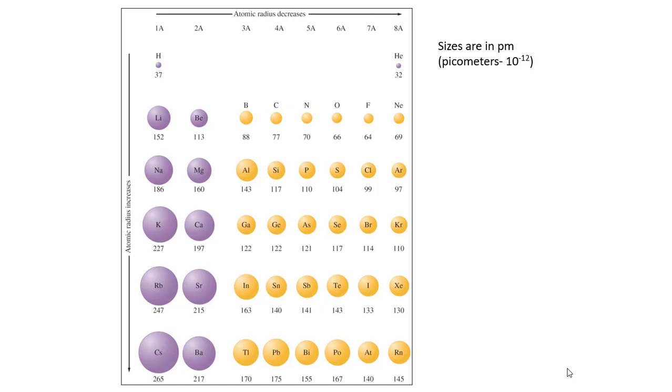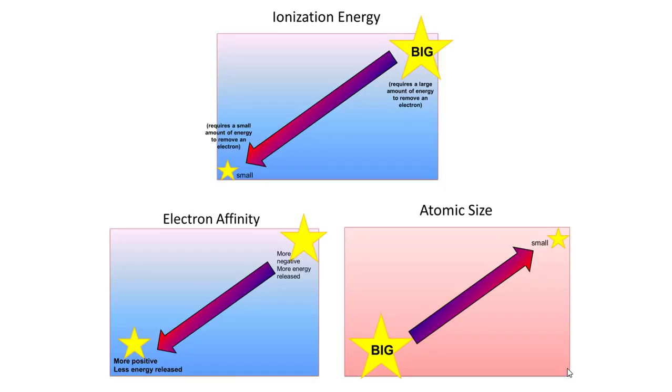Just stop for a minute and think about how the atomic radius changes. It goes from hydrogen to cesium, it gets a lot bigger. Hydrogen to helium, it gets a little smaller. So this is a good summary slide, comparing the big three trends we looked at in this video: ionization, electron affinity, and atomic size. You should really know what they all are and then know the direction from big to small that they trend toward.